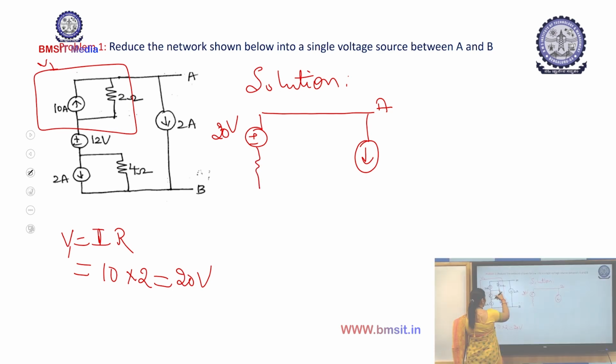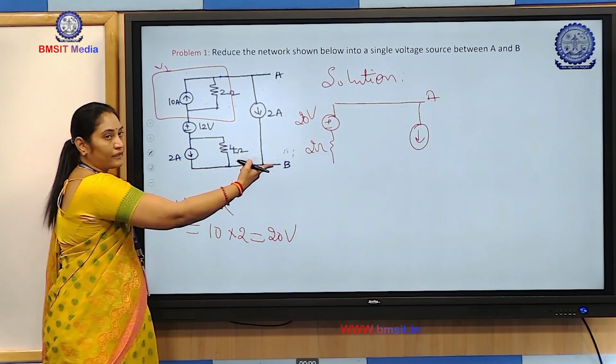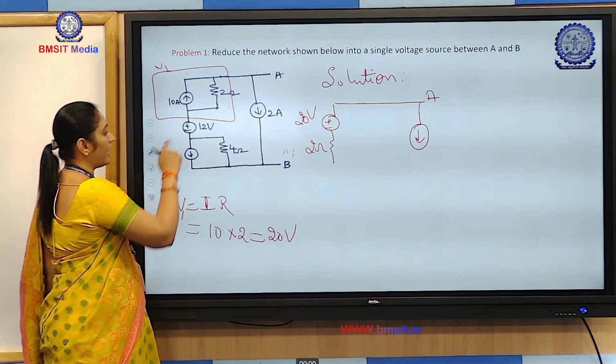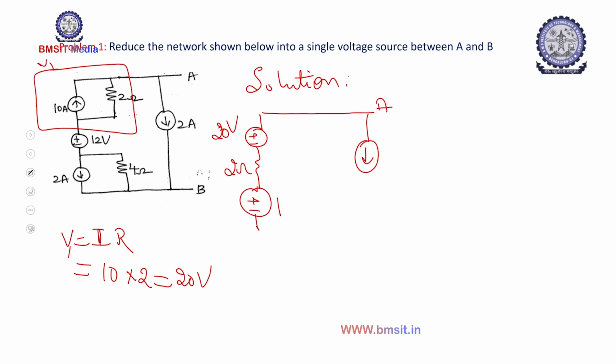So what is the resistor? This is 2 ohms. So now we have transformed the practical current source into a practical voltage source using source transformation. So next we have another source here, which is also a voltage source. We will retain that.